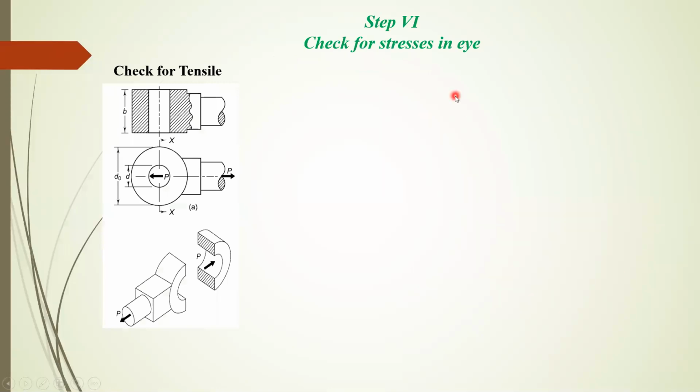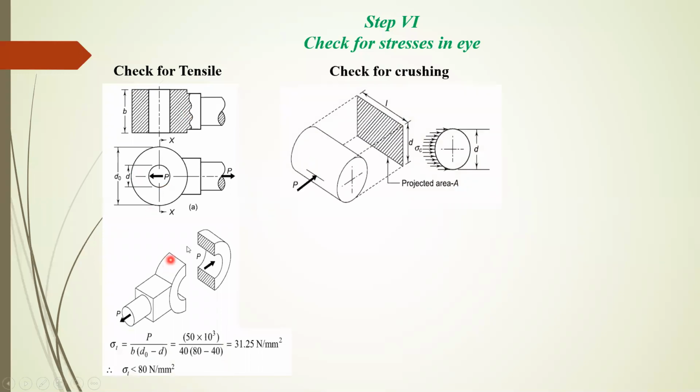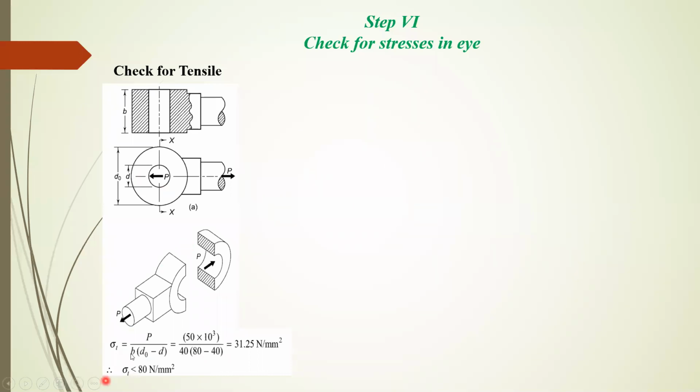As we are using empirical relations, we have to check whether they are safe or not. For checking, we go to step number 6, checking the eye. First we check the tensile stress. Here you can see the tensile stress formula, sigma T is P divided by the cross sectional area, B into D0 minus d, that is 31.25, and our allowable tensile stress is 80. So our calculated tensile stress is less than the permissible tensile stress, so it is safe under tension.